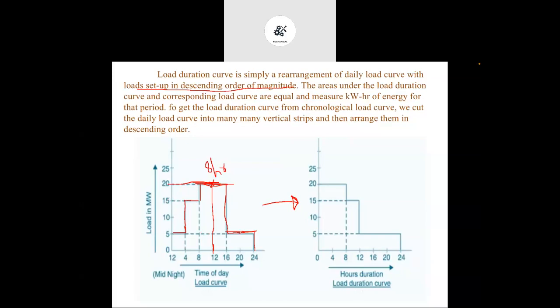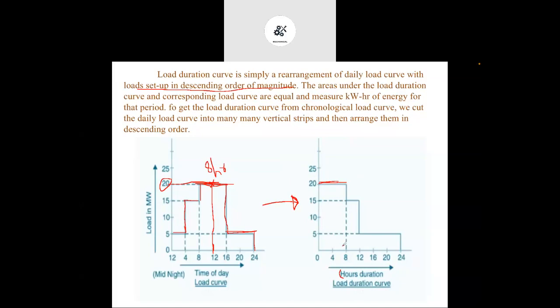So the maximum load or maximum demand is 20 megawatts. Then the second step is 15 megawatts, and the third is the minimum load, 5 megawatts. First of all, we go from the highest to the lowest. So we first consider the highest load demand, the maximum demand, which is 20 megawatts for 8 hours. In the load duration curve also, on the x-axis we take time in hours, and on the y-axis we take the load in megawatts.